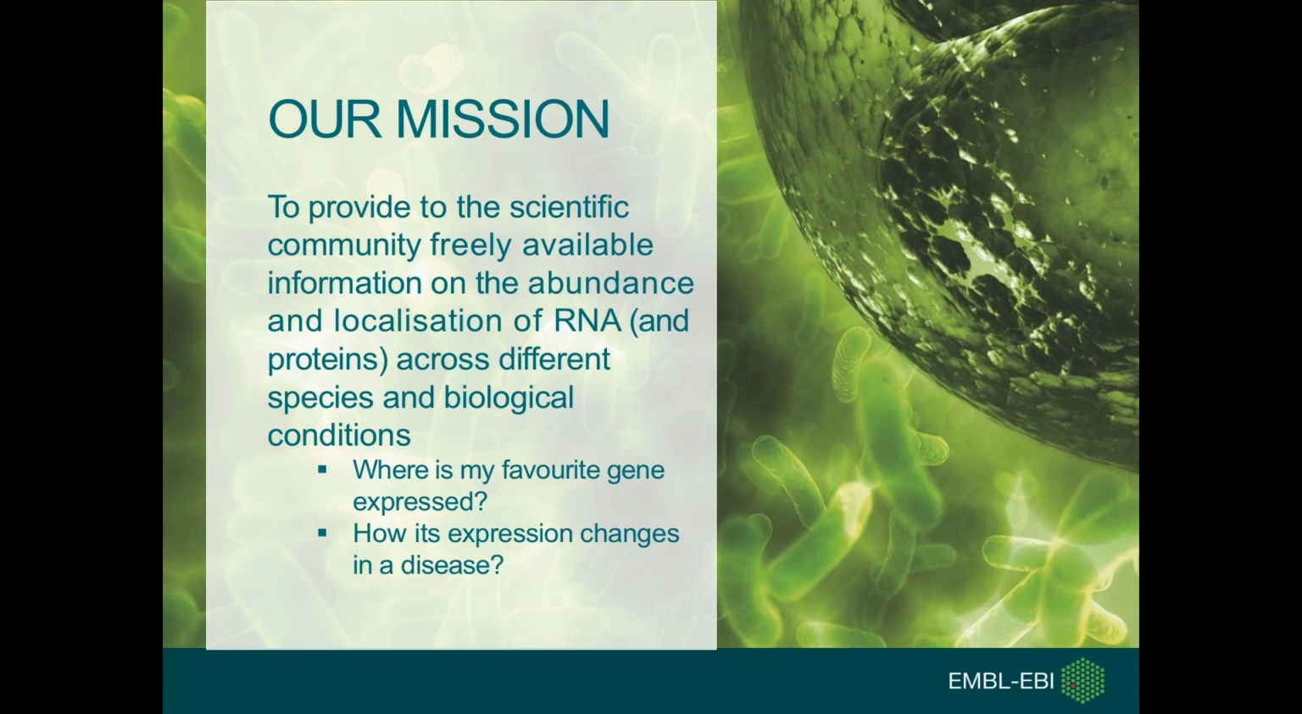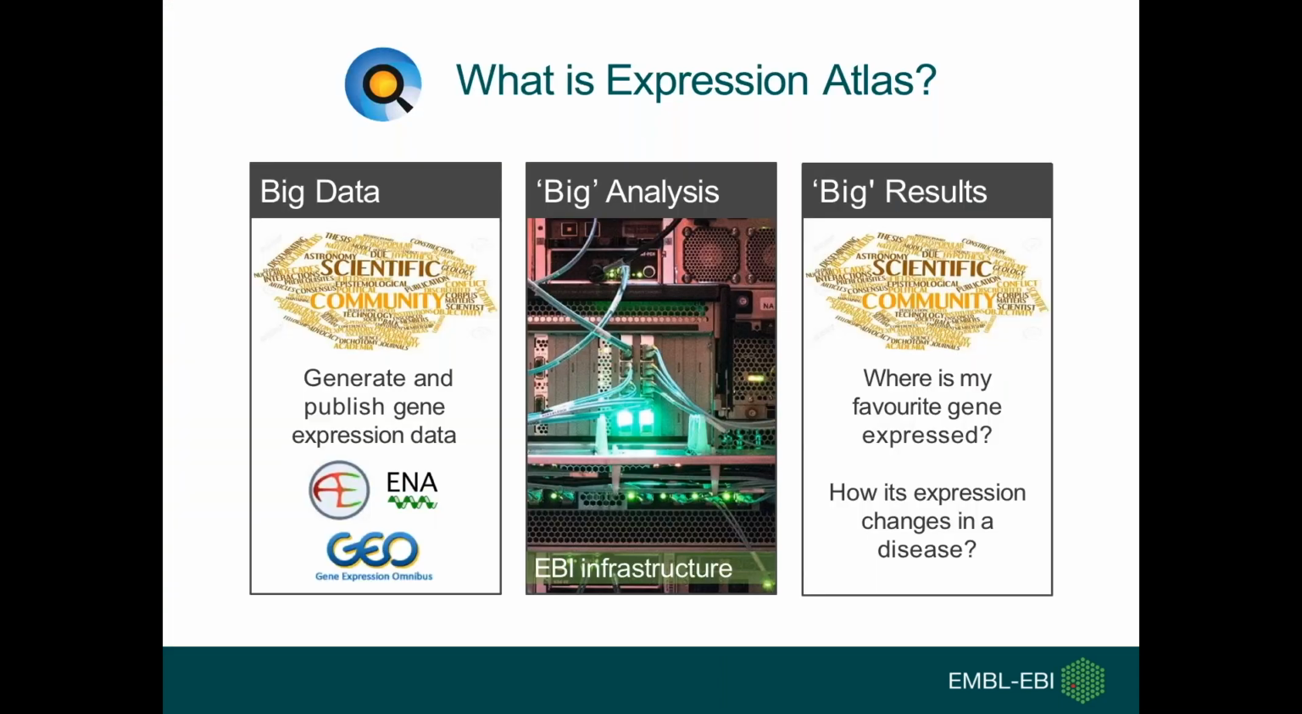This allows researchers to ask questions such as, where is my favorite gene expressed? And how does its expression change across different biological conditions such as disease? So with Expression Atlas, we can take datasets from different genomic databases such as ArrayExpress, GEO, and ENA, as well as from within the scientific community. Using the infrastructure here at the EBI, we can reanalyze all of these datasets using the same analysis pipeline. We then present these results back to the scientific community to help answer their questions.